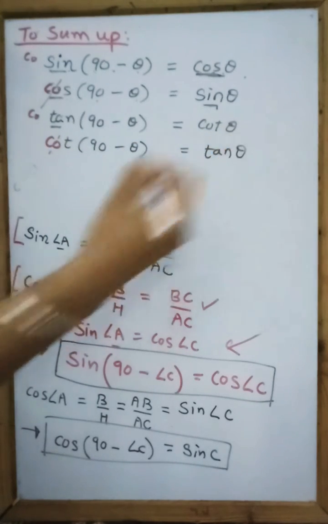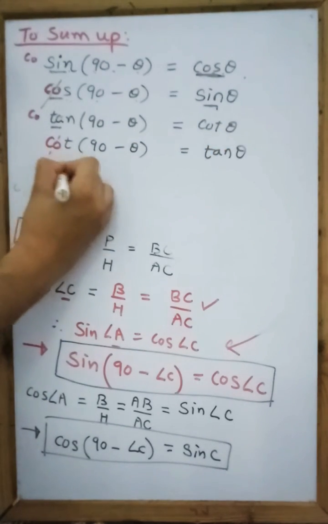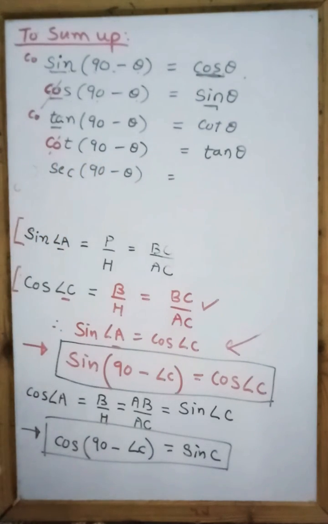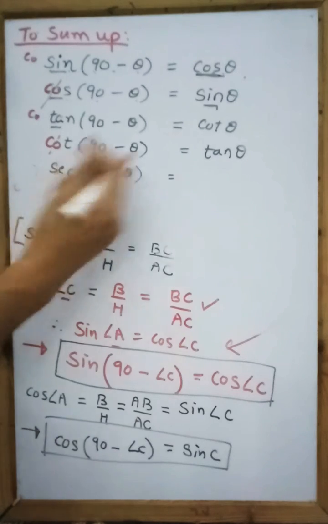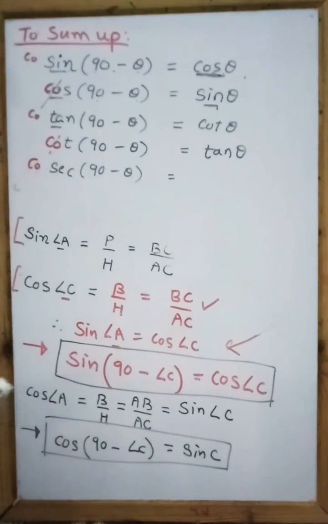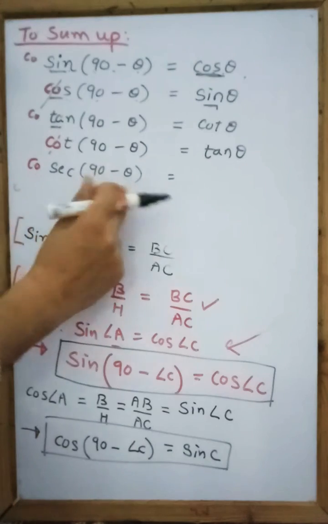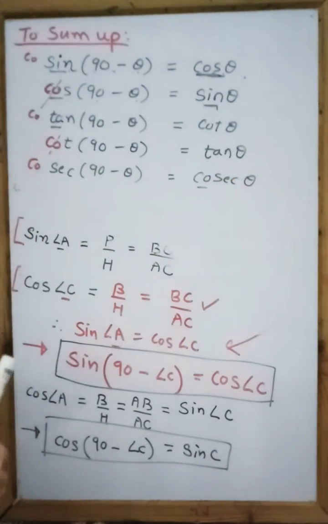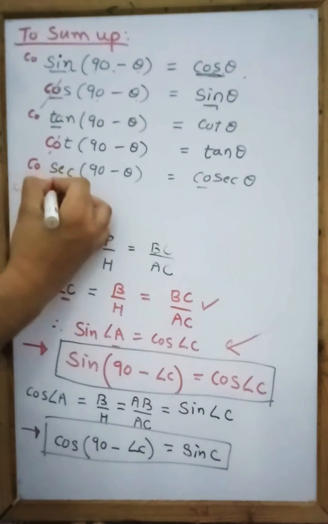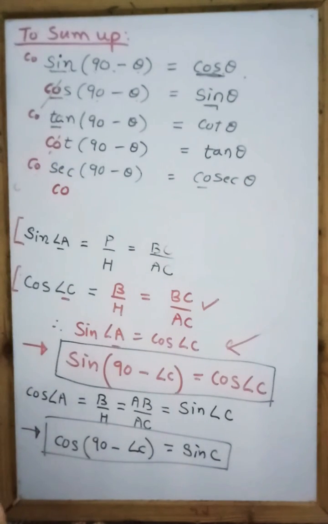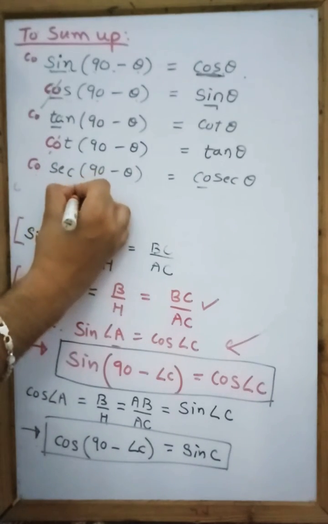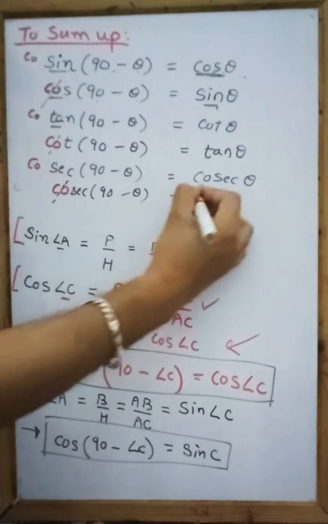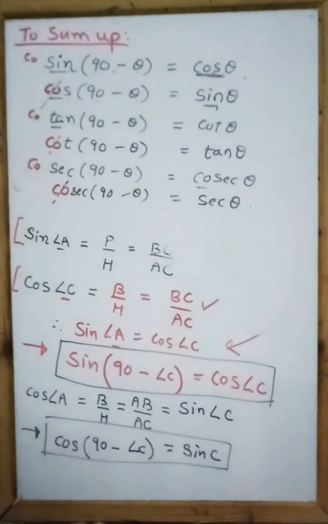equal to tan theta. Same way if I have secant 90 minus theta, again you can see very carefully there is no co over here, but in order to make the formula you will apply co over here, so secant 90 minus theta will become cosecant theta. And if it is already cosecant of 90 minus theta, then you will remove co and it will only become secant theta.